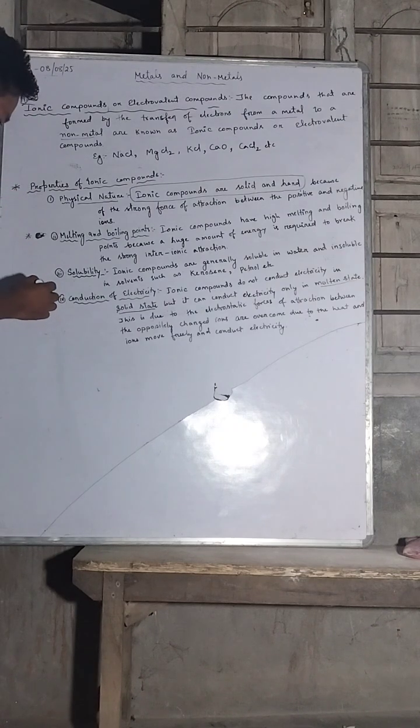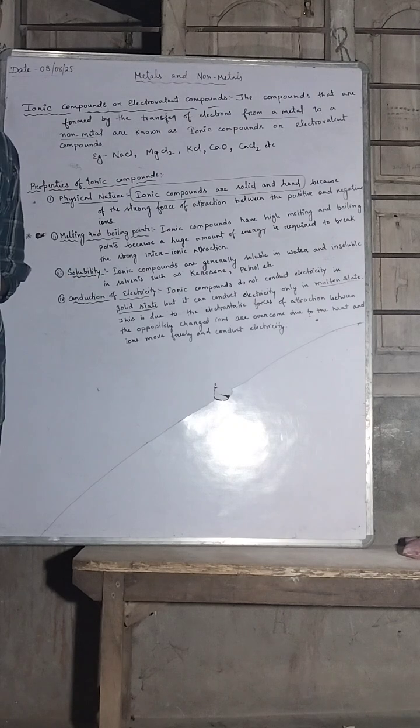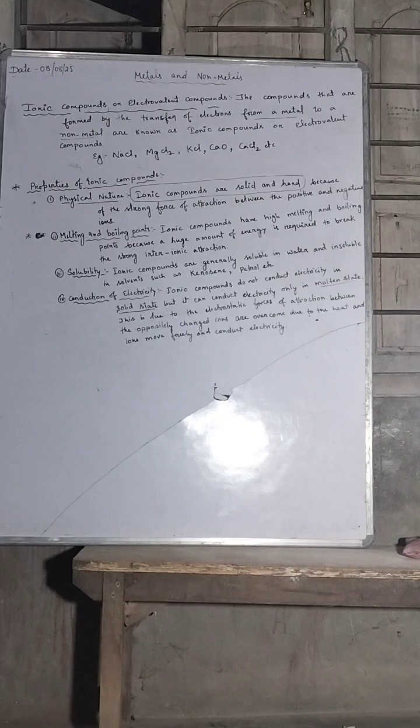So these four points are very important. Physical nature: ionic compounds are solid and hard. Melting and boiling points: ionic compounds have high melting and boiling points. Solubility: ionic compounds are soluble in water and insoluble in solvents. Conduction of electricity: ionic compounds do not conduct electricity in the solid state but conduct electricity in the molten state. So note it down.